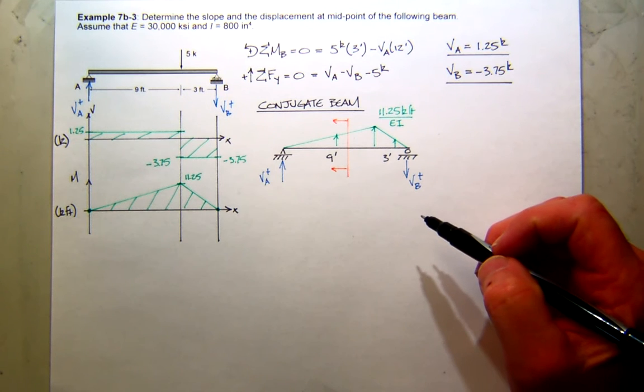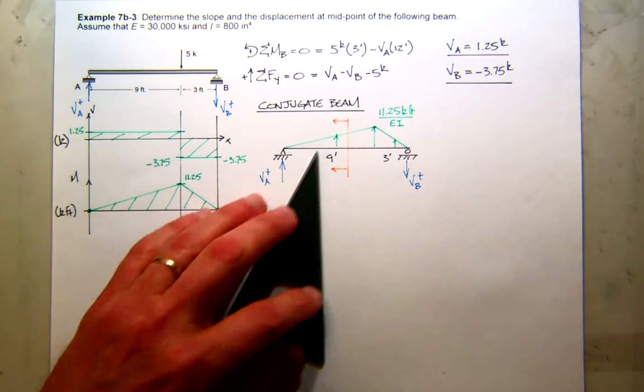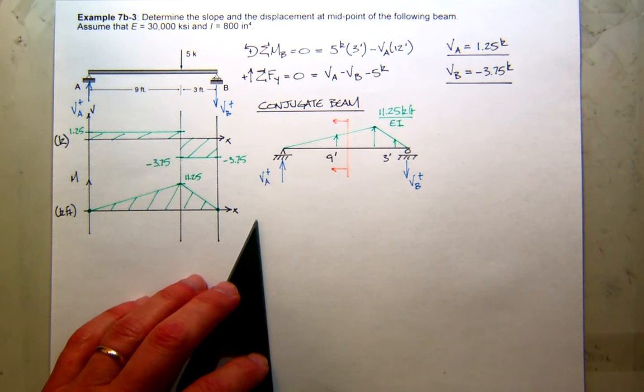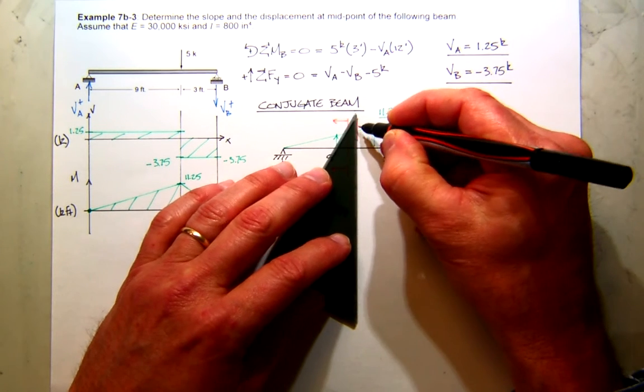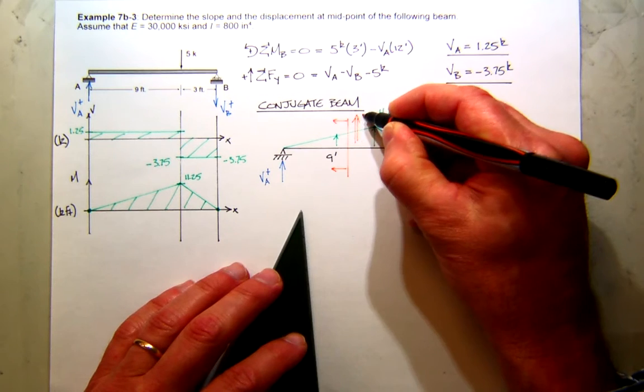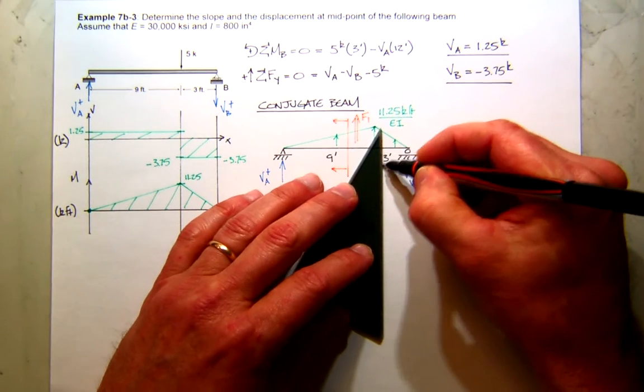You guys see that? All right, so let's do that first. So that means I need to resolve my distributed load up there into two forces. There's going to be one here. I'll call it F1. And I didn't give myself enough room here, so I'm going to kind of draw it here.